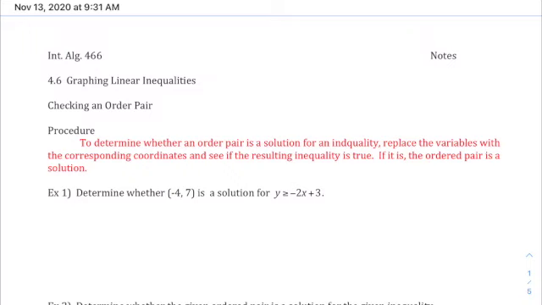Now guys, make sure you write down the procedure because I'll be looking for them. You don't put it down, I'm going to start taking points off.